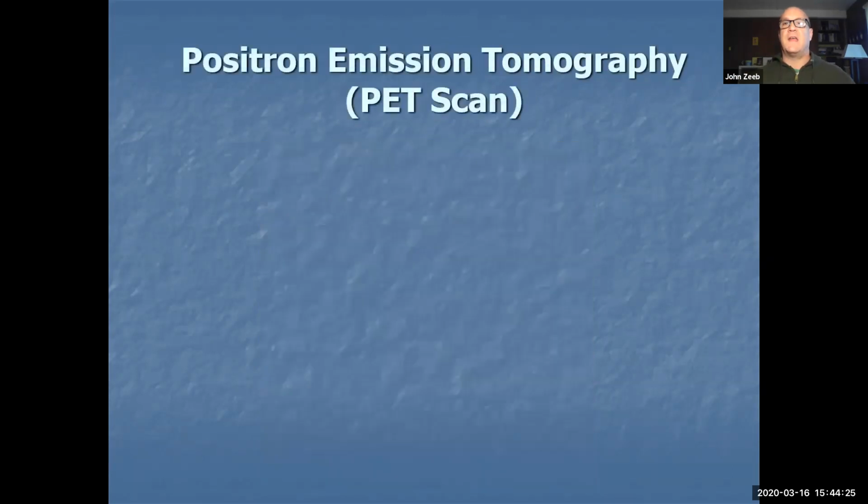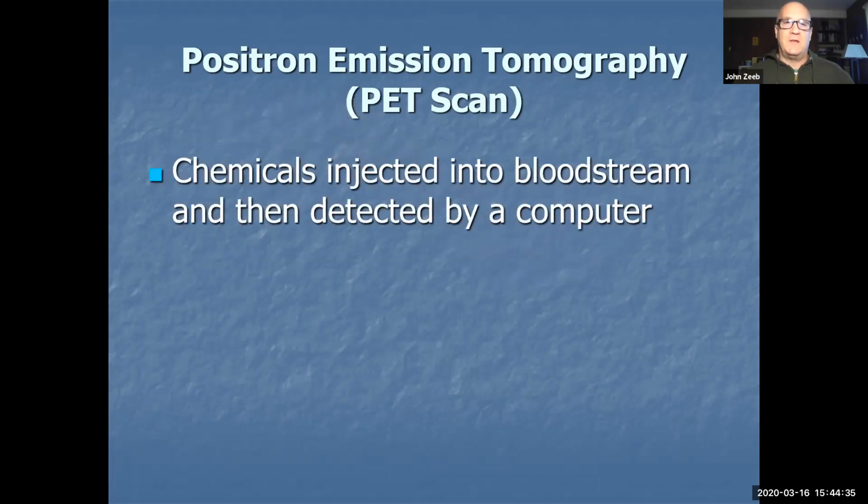Okay, so next we go to the PET scan, more technically called positron emission tomography. It's a little bit complicated, but essentially we're injecting chemicals into the person's bloodstream first, and then these are detected by a computer. In other words, we're injecting radioactive isotopes into the bloodstream, which act as a tracer that the computer can actually detect when they're being examined. So let me show you how these work.